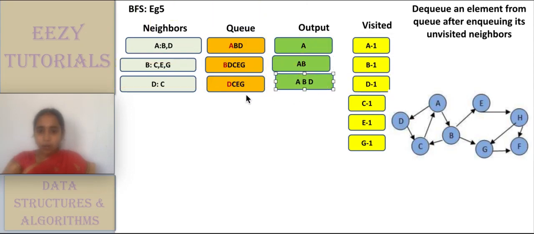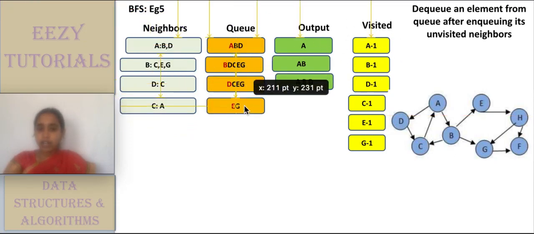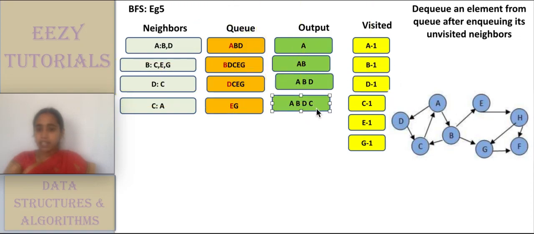Now the next front element is C. The neighbor for C is A. A is already visited, so A has visited status 1, and I need not enqueue any element. I can dequeue the element C to the output screen. So my output is A, B, D and C.